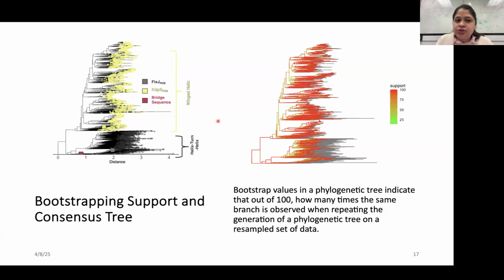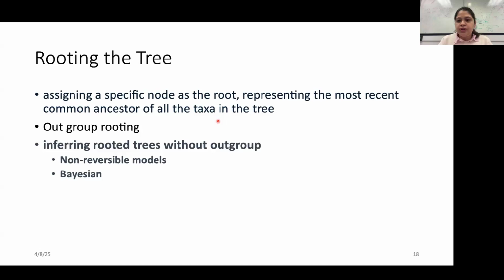Now that we are happy with the tree and the way things look, we wanted to root the tree. So, how did we go about it? Rooting the tree can usually be done by assigning a special node on the tree, representing the most recent common ancestor of all the taxa in the tree. Usually people do it in two ways. They would either choose an outgroup.